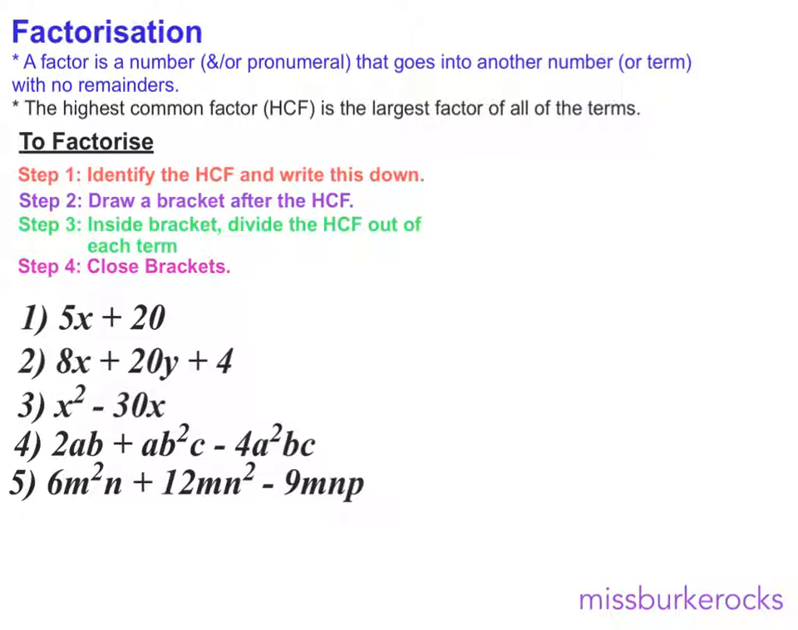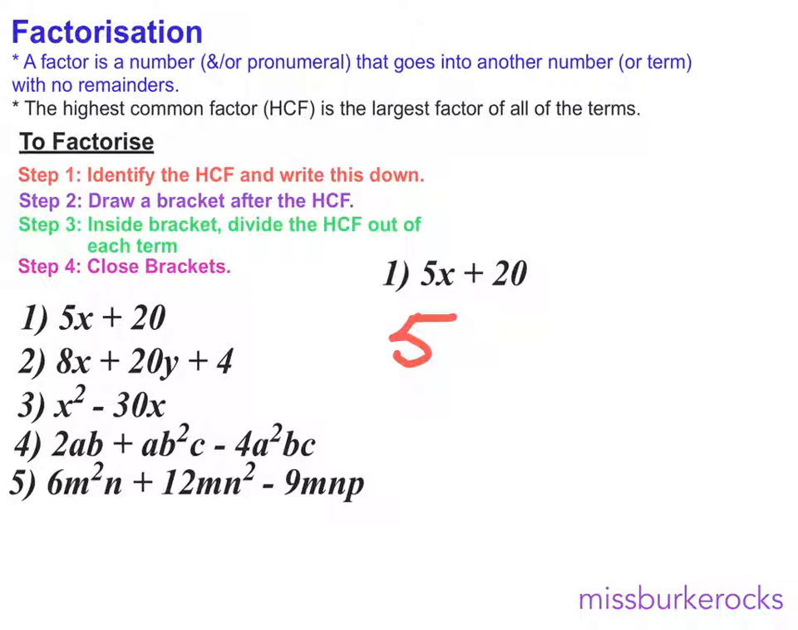So to factorise, the first thing that we need to do is identify the highest common factor and write this down. So when looking at this first expression that we have here, which is 5x plus 20, then identifying our highest common factor is looking at what goes into both 5x and into positive 20, and it's actually 5, so we need to write this down. Okay, so that's our first step.